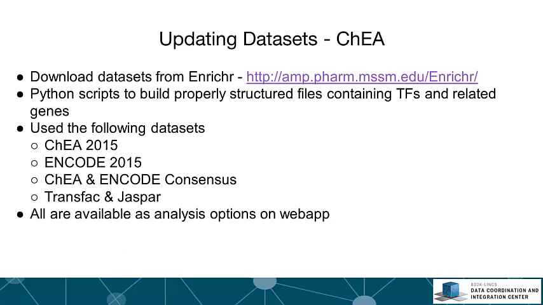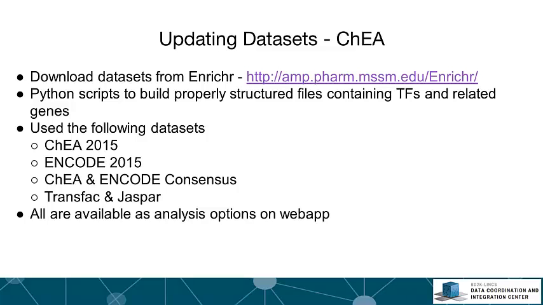The first step was updating the ChEA datasets, so the datasets that are used to identify related transcription factors. The first thing was to just download the datasets from Enrichr. Then afterwards, you can use a Python script, which I wrote, to rebuild the files into the correct format and also to clean out various entries which weren't needed. And I used the following 4 different datasets: ChEA 2015, ENCODE 2015, ChEA and ENCODE consensus, and TRANSFAC and JASPAR. All of them will be available as options on the web app. I'll show how that works in a second.